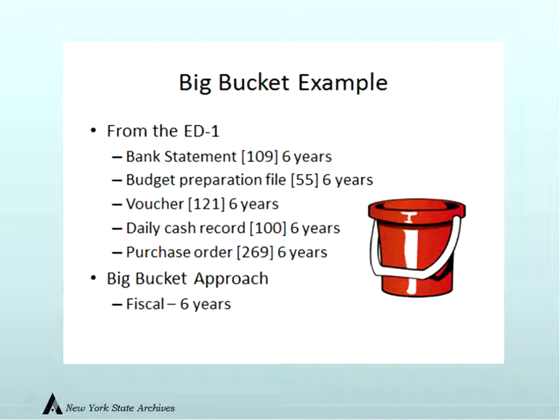For example, if you wanted to use the big bucket strategy to retain all non-permanent emails for 6 years, you might be lengthening the retention for some emails from 1 to 5 years. It's also a concept that appears to be anti-records management because it seems to discard a core principle, which is that records should be managed in a record series.